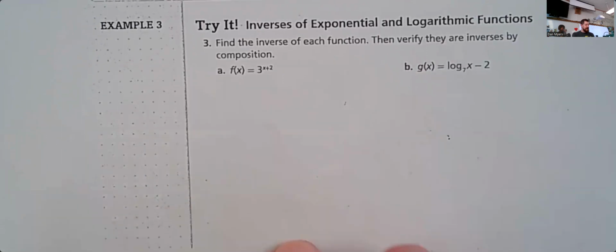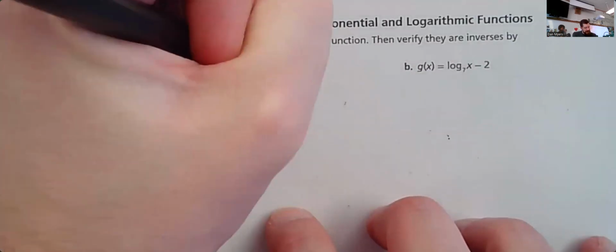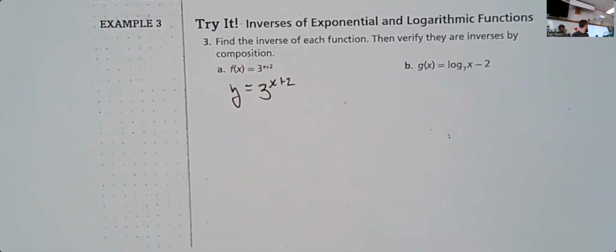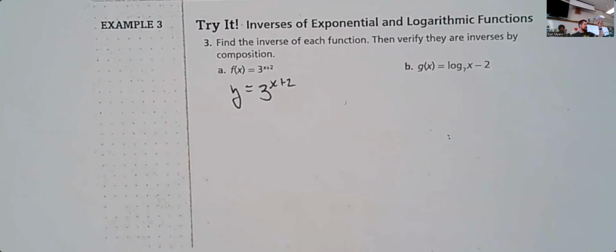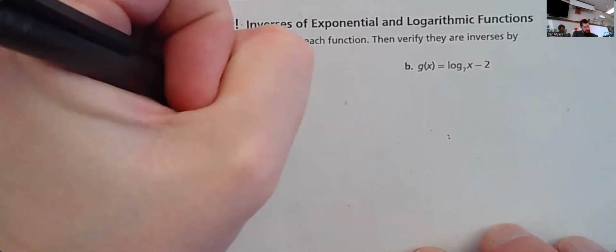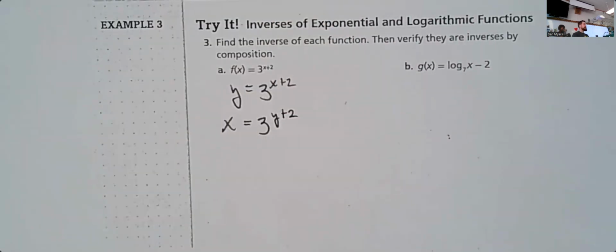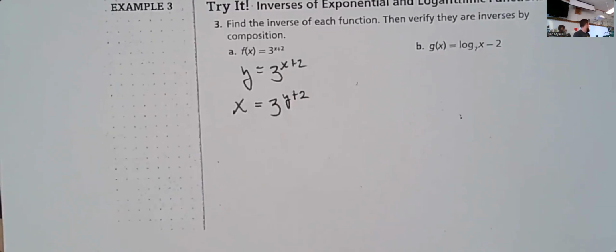So first of all, let's rewrite f of x as y. So we're going to write y equals 3 to the x plus 2. So we're going to use y instead of f of x. Then we'll swap our x and y's. And we're going to write x equals 3 to the y plus 2. All right. That's our first step there.